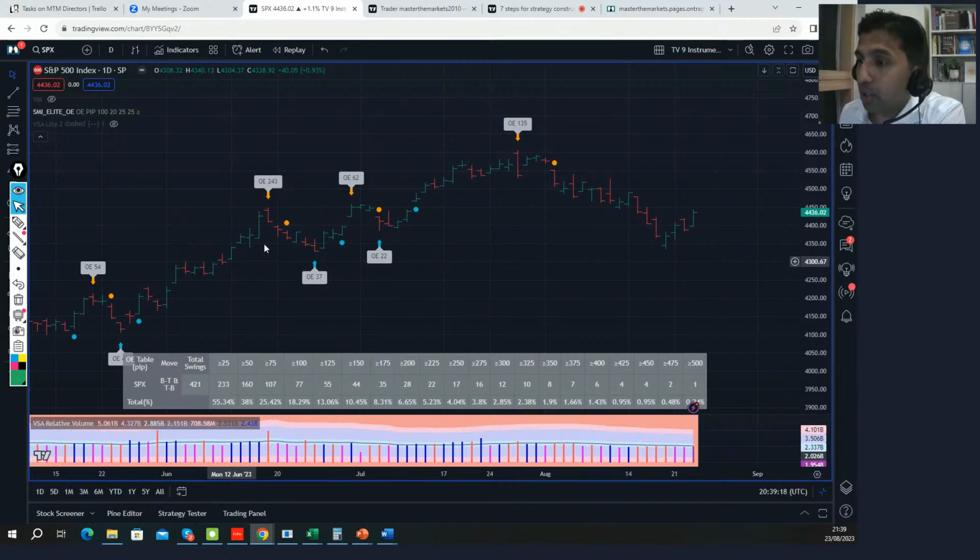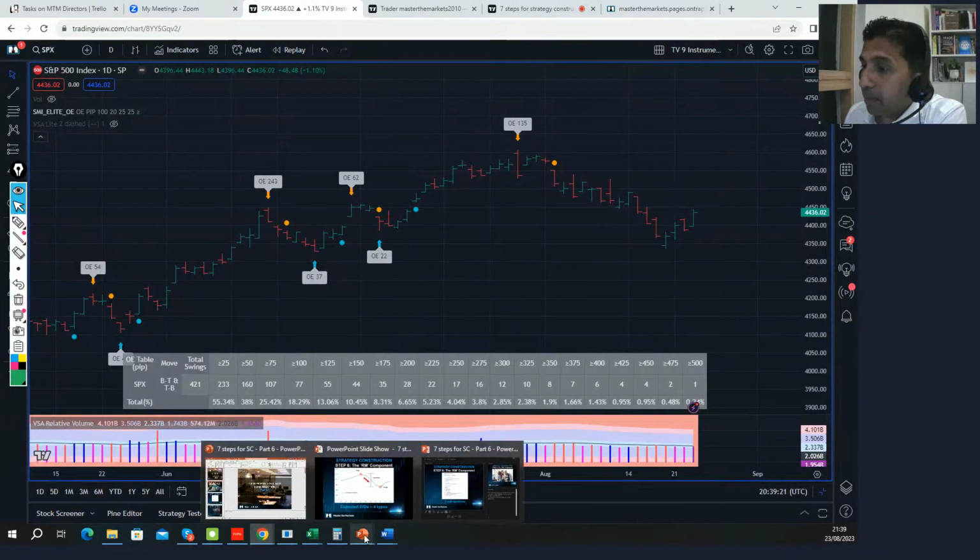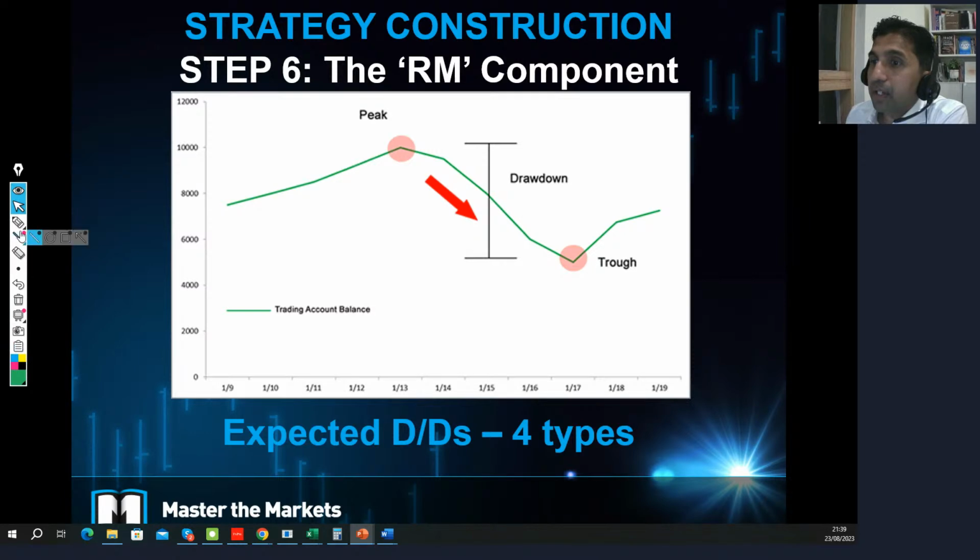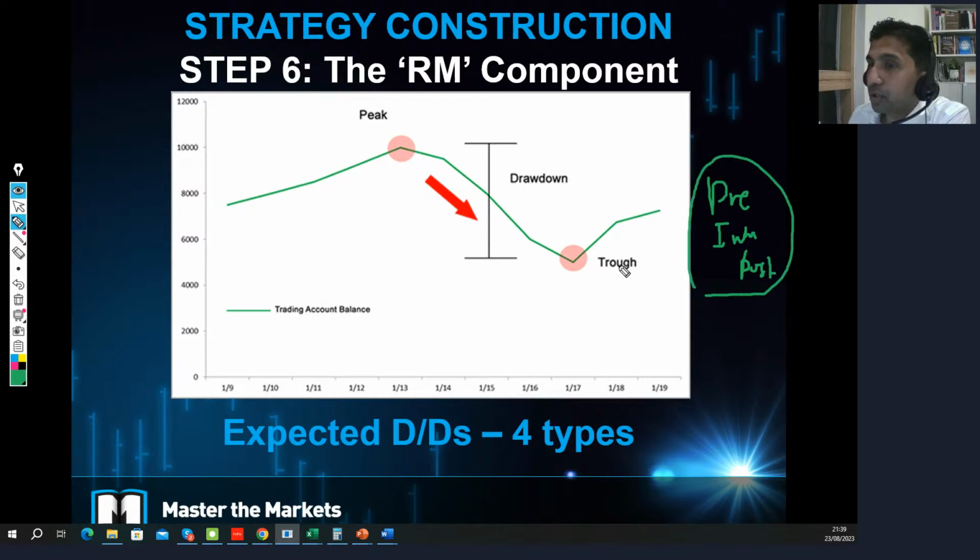All this you must know. So, coming back onto here, in the risk management component, 3 subsections, right? The pre, the intra, and the post. You must know all of that before you start to trade on forward.